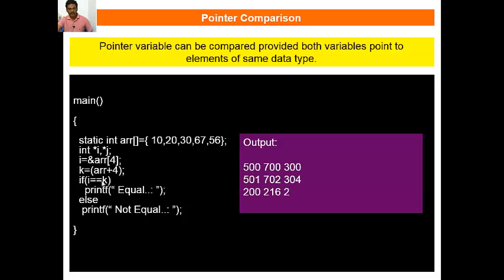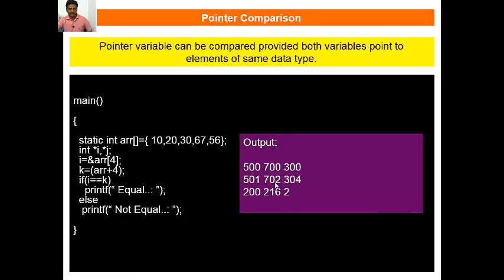Here, if we compare two pointer variables, both are the same data type, so we can compare them. We cannot compare an integer pointer variable with a float pointer variable. We can compare when both variables point to elements of the same data type. So i and k are integer pointer variables, we can compare. In our case, i is 200, k is 208. So 200 equal to 208, the condition is false. So it displays not equal.